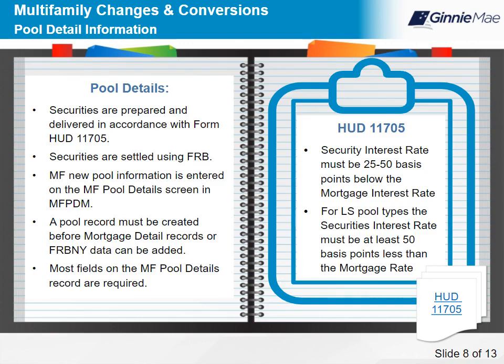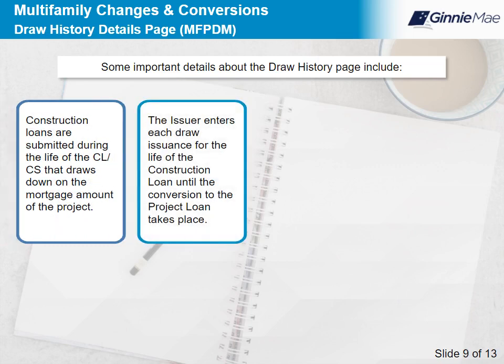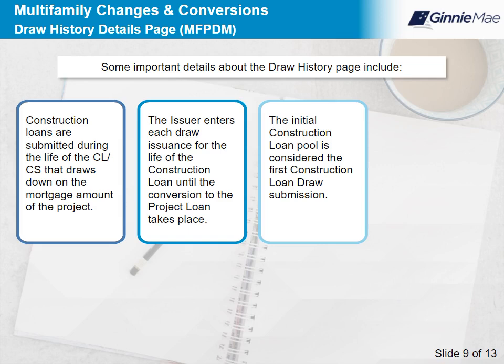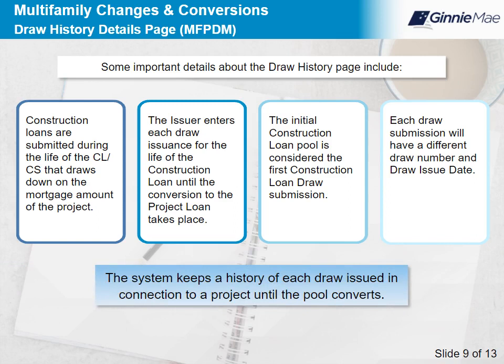Select Next to continue. Construction loan draws are submitted during the life of the CLCs that draws down on the mortgage amount of the project. On the Draw History Details page, the issuer enters each draw issuance for the life of the construction loan until the conversion to the project loan takes place. The initial construction loan pool is considered the first construction loan draw submission. Each draw submission will have a different draw number and draw issue date. The system keeps a history of each draw issued in connection to a project until the pool converts.